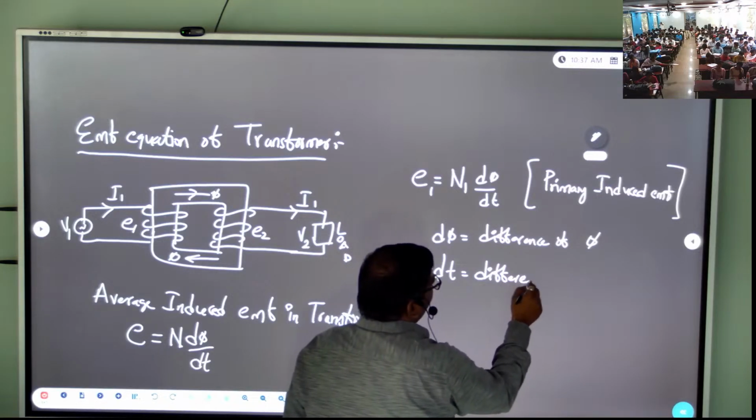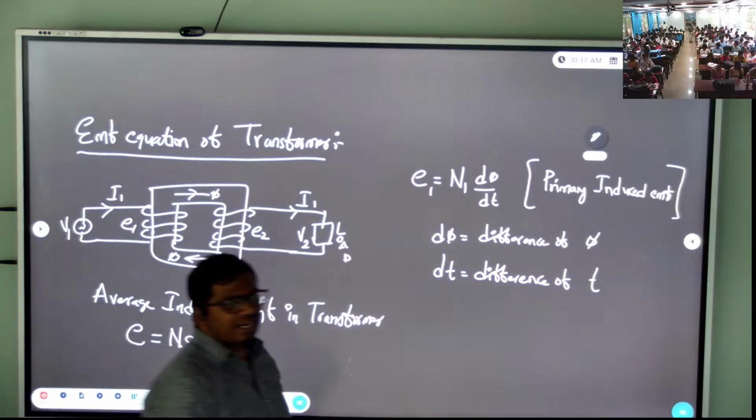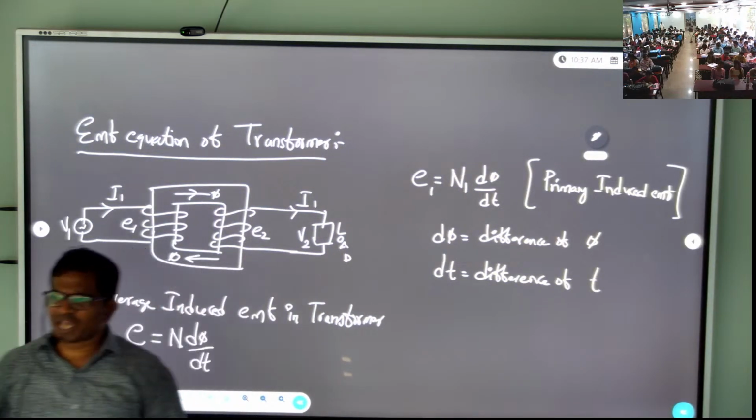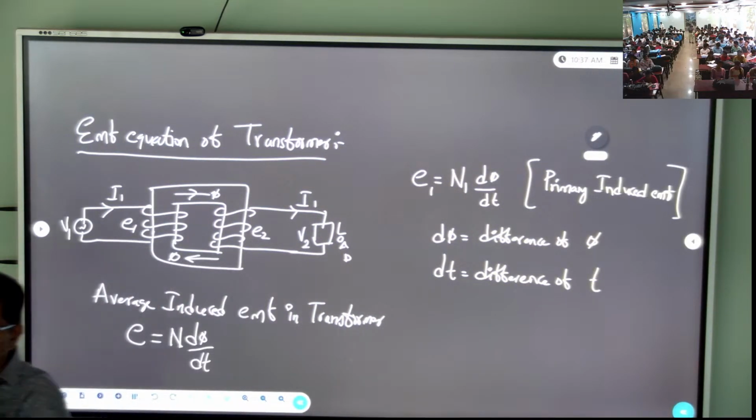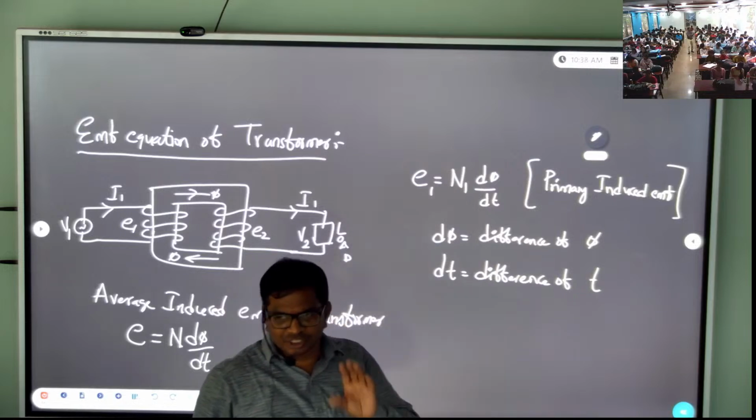dt means difference of time. d pi is nothing but difference of pi, difference of time. Okay. So, we have to get these two values. What is d pi, what is dt? You have to get these two values.